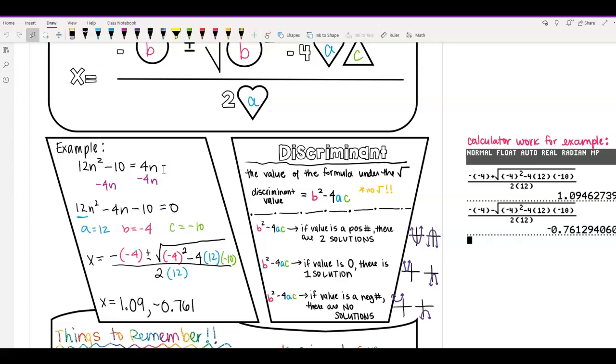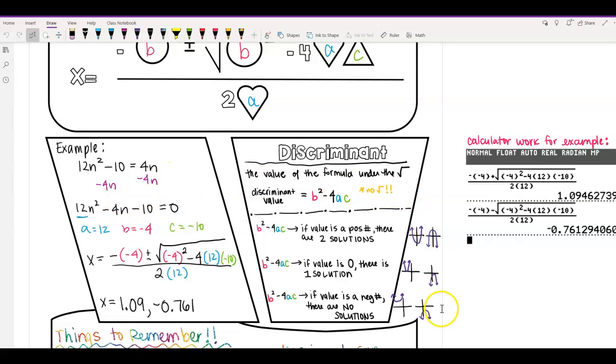Then I take those numbers and I plug them in the right spots in that quadratic formula. So now my quadratic formula reads x equals negative 4 plus or minus the square root of negative 4 squared minus 4 times 12 times negative 10, all over 2 times 12. You can do that by hand if you want, but I think it's much easier to use your calculator.